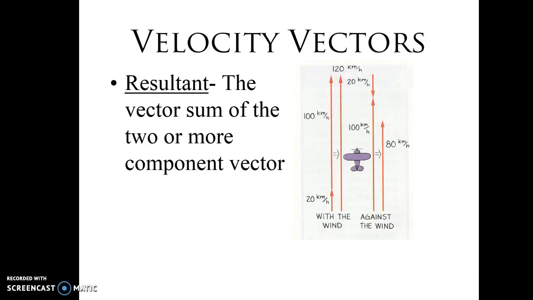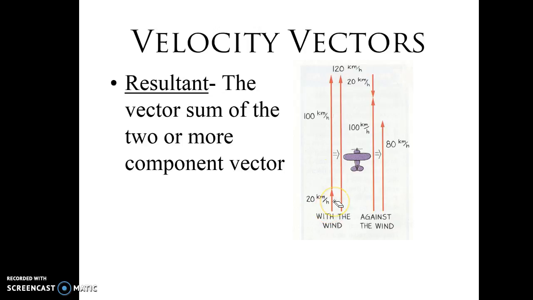Okay, so if this airplane was moving with the wind, the airplane is moving at 120 kilometers an hour, but it has a tailwind. Oh, hang on, I misread that. Well, we can do it that way. It has a tailwind of 20 kilometers an hour. The resultant would be 140. I misread it, so pardon me for that.